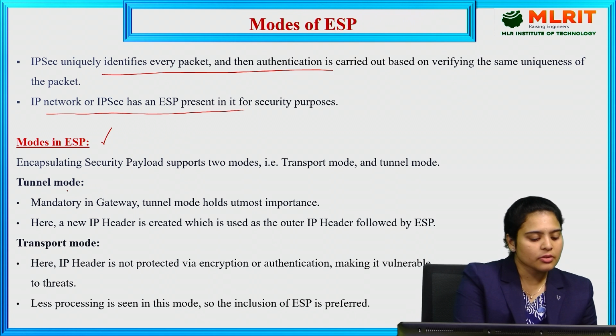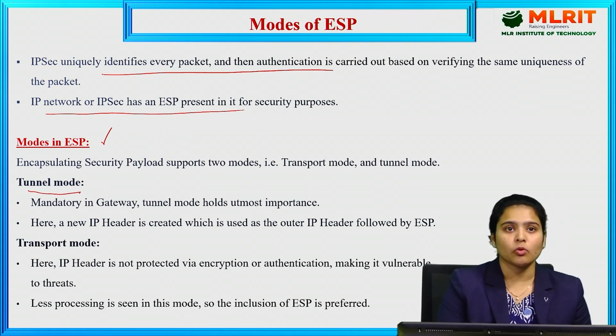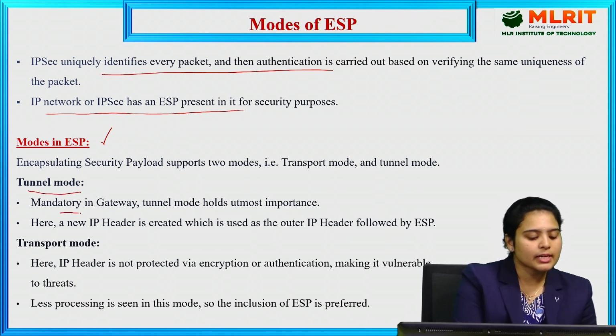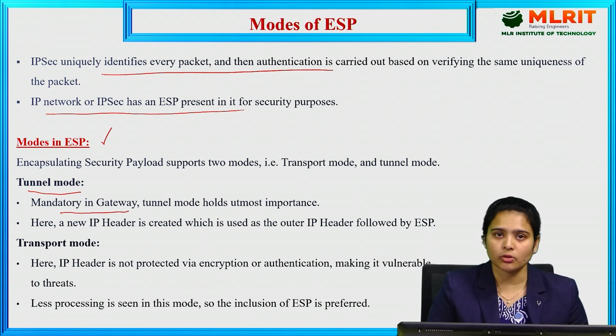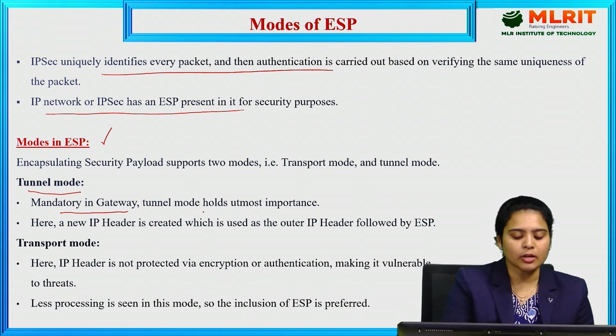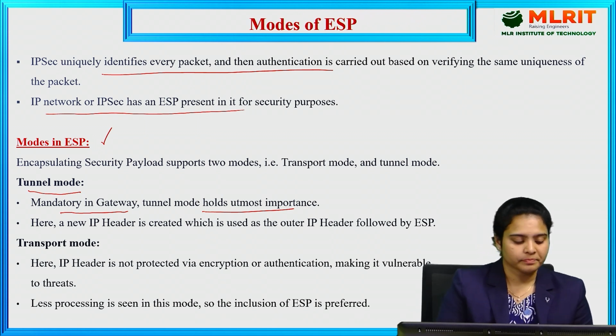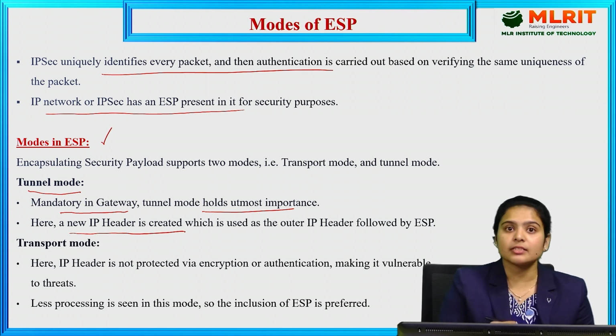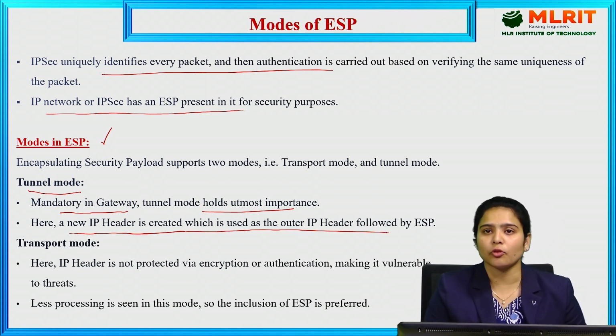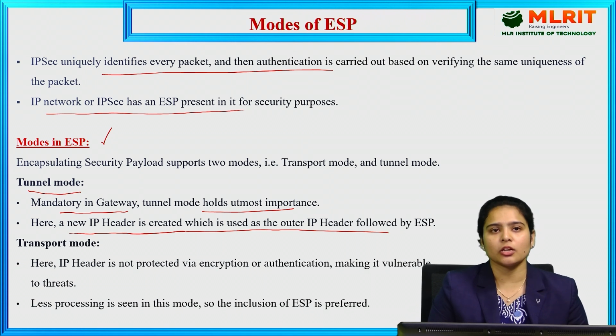First is tunnel mode. What is this tunnel mode? It is mandatory in the gateway process and holds utmost importance. A new IP header is created, which is used as the outer IP header followed by the ESP. So in tunnel mode, one is mandatory in the gateway, and another is the outer IP header.